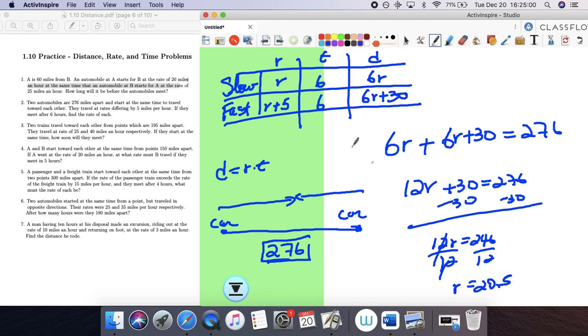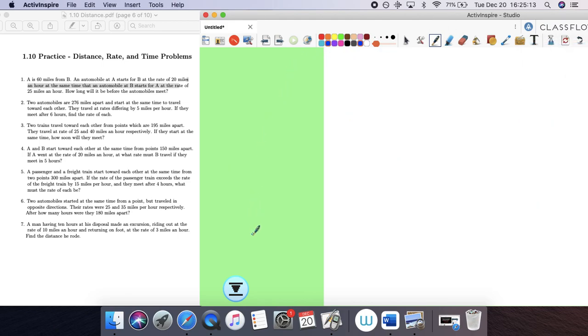So the slow car is driving at 20.5 miles an hour. The faster car is 5 miles faster than that, so the faster car drives at 25.5 miles an hour. Yeah, that's really it.